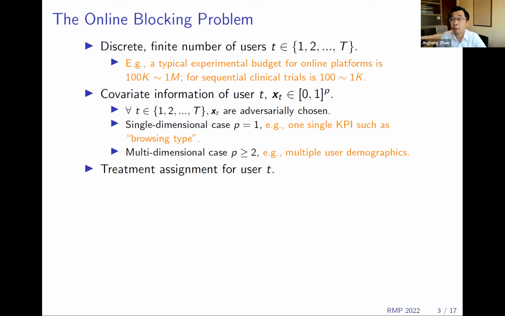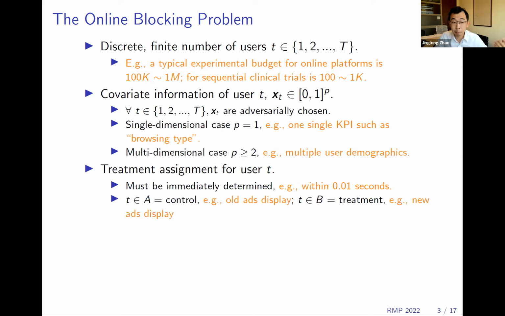So the treatment assignment for the user at time t has to be determined immediately when the user comes to our platform, because you must show the user something, either a blue button or maybe a green button. This usually has to be done within 10 milliseconds. So when you make this decision, you typically do not have the chance to accumulate enough users to make a delayed decision.